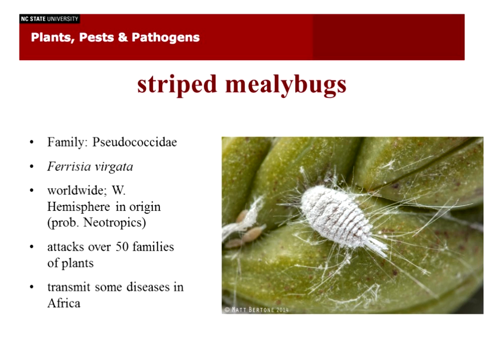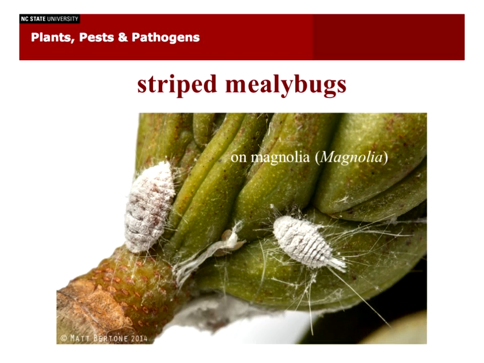Now again, it's been transported all over the world, and that is also facilitated because it attacks many, many different types of plants. So this species attacks over 50 families of plants. That's just the families. There are many, many genera and species of plants within those families that they attack as well. Now, though they don't transmit diseases here in the U.S., apparently they do transmit some diseases in Africa, especially to cocoa and I think some citrus diseases in Africa. So you don't have to worry about your plants getting sick here, but in other areas of the world they are a serious pest by transmitting diseases as well.